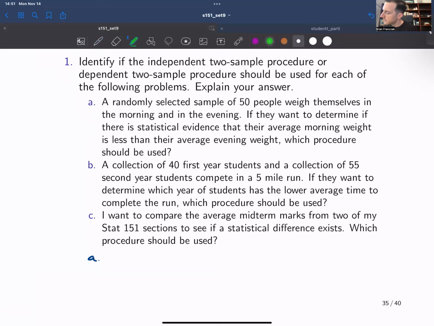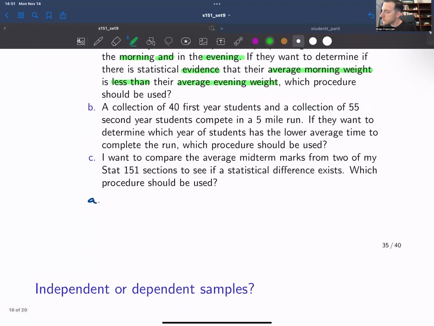The key here is that we have a randomly selected sample of 50 people, and they weigh themselves in the morning and evening. So the same 50 people are weighing themselves in the morning and the evening. Each person is contributing two measurements, so this is going to be a paired structure. Then it says, is there evidence that the average morning weight is less than the average evening weight? So we want to compare the average morning weight of these 50 people to the average evening weight of these 50 people. Each person is contributing two measurements.